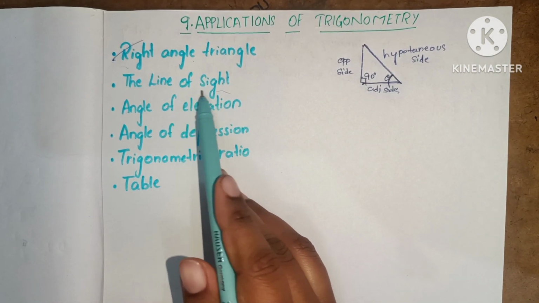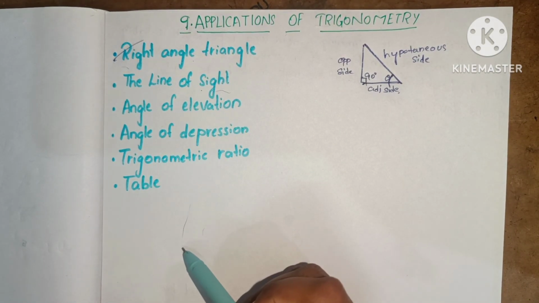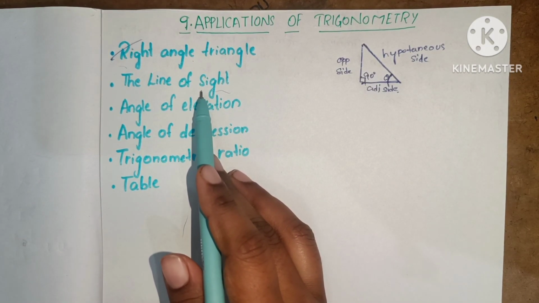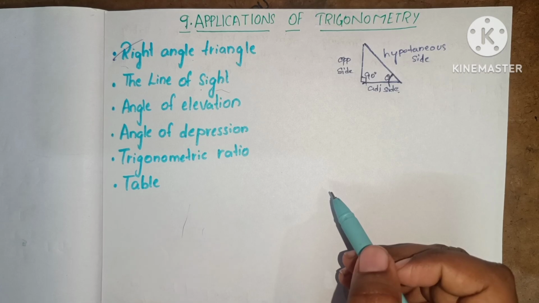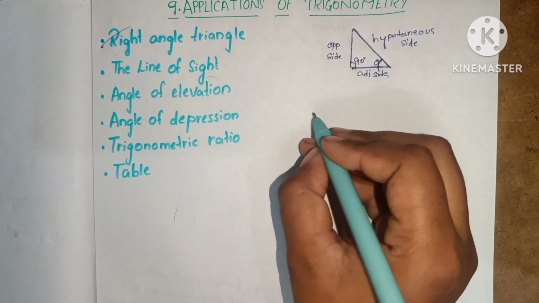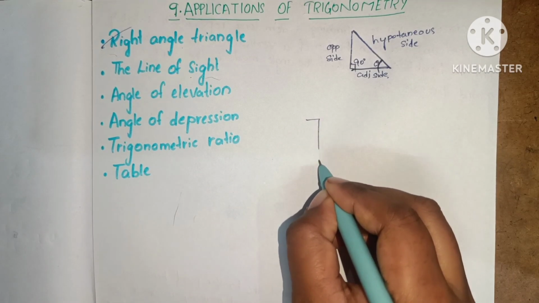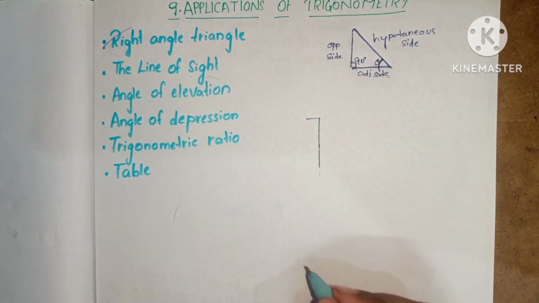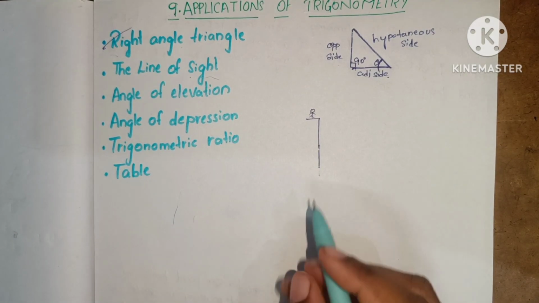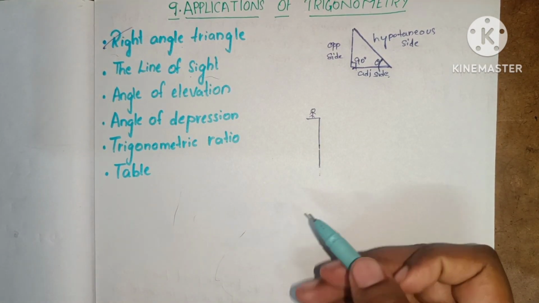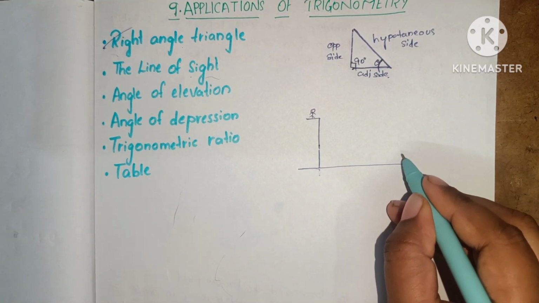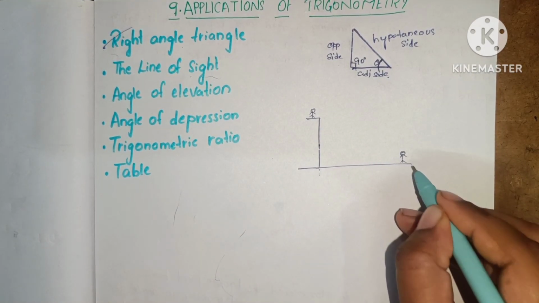Next, line of sight. What is the meaning of line of sight here? In this topic, this is the most important concept, the line of sight. See here, for example, there was a building, and on the building one person was standing, or one girl was standing here, and this is the ground.